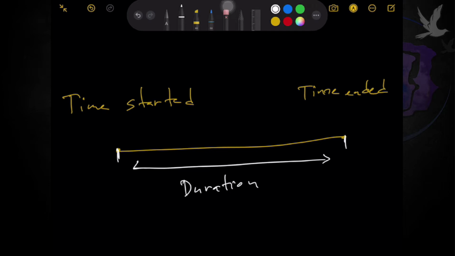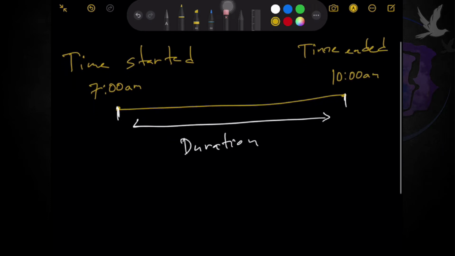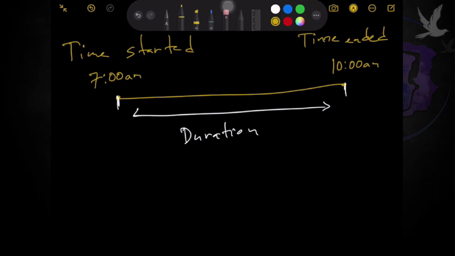Like for example, if you started playing a certain game at 7 a.m. and finished playing at 10 a.m., the duration refers to how long it took you to play the game. There are actually two ways to solve this. One is by making a timeline. Okay, one is timeline based.